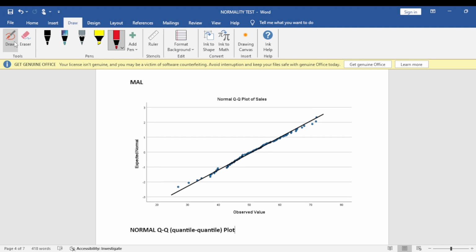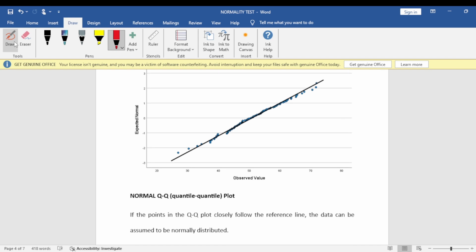This is our normal QQ plot, quantile plot. If the points in the QQ plot closely follow the reference line, the data can be assumed to be normally distributed. Look at the points, where they follow the line directly upward. So our data can be assumed to be normally distributed.